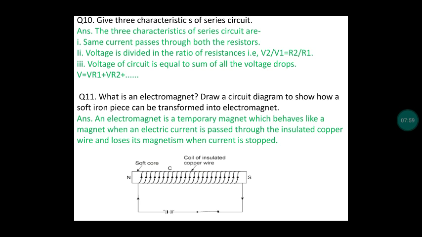Now what is electromagnet? Draw a circuit diagram to show how a soft iron piece can be transformed into an electromagnet. First of all, what is an electromagnet? The electromagnet is a temporary magnet which behaves like a magnet when an electric current is passed through insulated copper wire, and loses its magnetism when current is stopped. And for the second question, draw the circuit diagram. The diagram shown is where the solenoid is made, which will behave as an electromagnet.